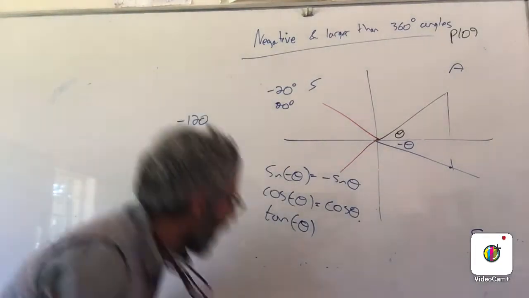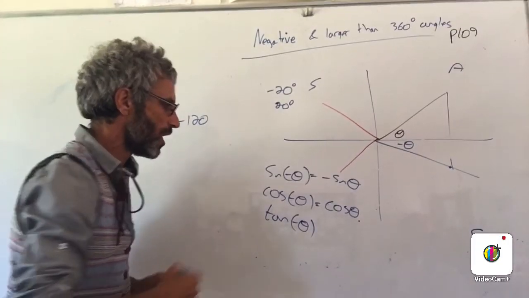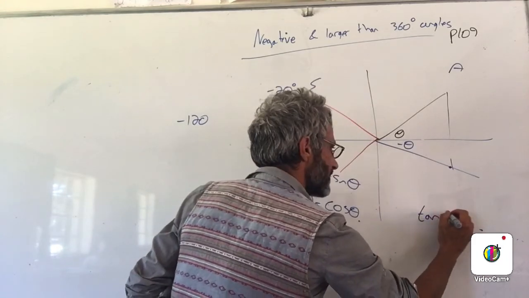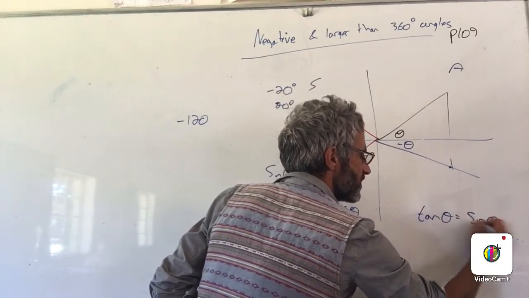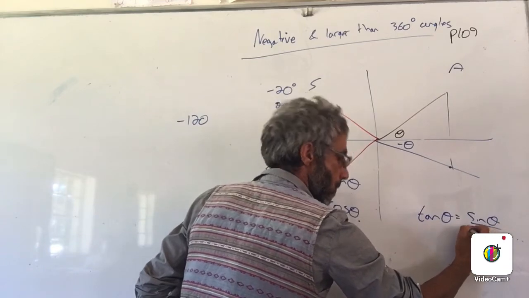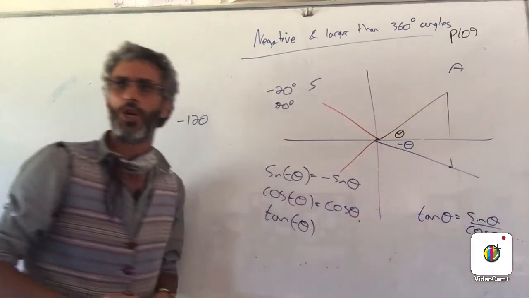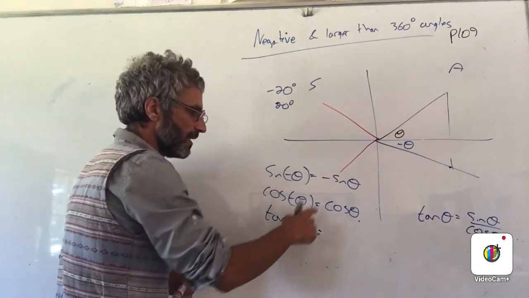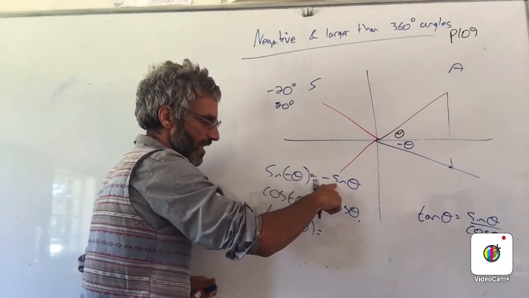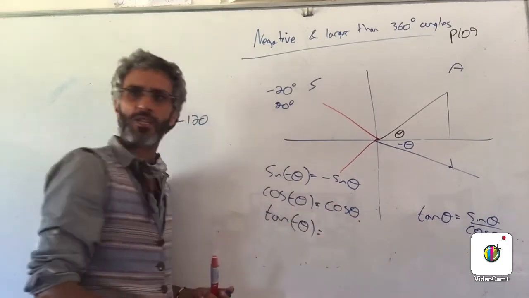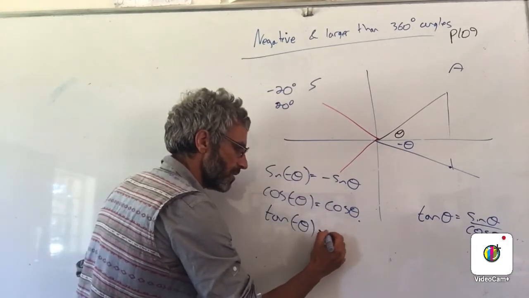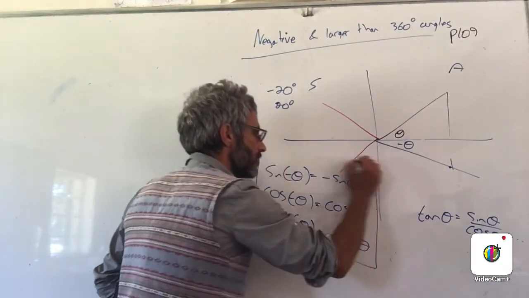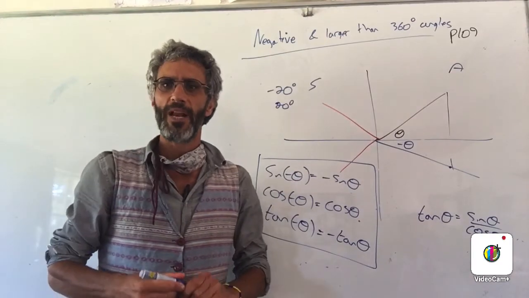Now, what happens to tan minus theta? Remember, I gave you that relationship last lesson: tan theta is equal to sine theta divided by cos theta. That's something new that we learned this year. So for tan minus theta, the sine becomes negative and the cosine remains positive. So what do you reckon it will be? Negative. So that is what we need to memorize, and it's even better if we understand why.